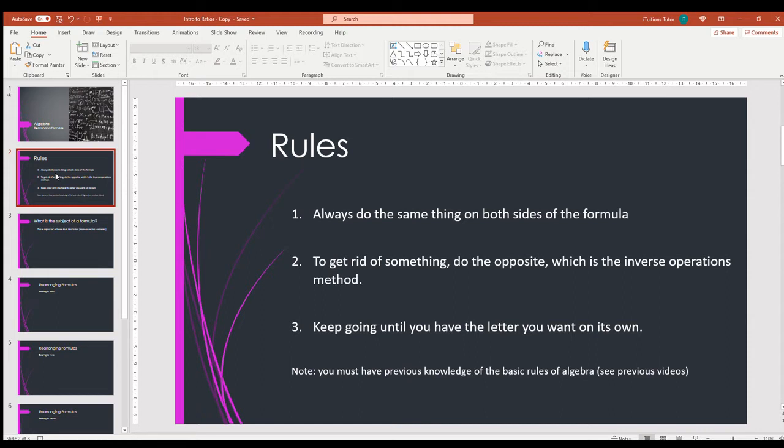But just a quick reminder, the three important rules to remember are: always do the same thing on both sides of the formula. To get rid of something, do the opposite, which is the inverse operations method. And finally, keep going until you have the letter you want on its own.